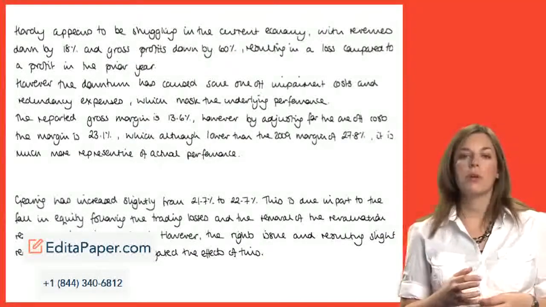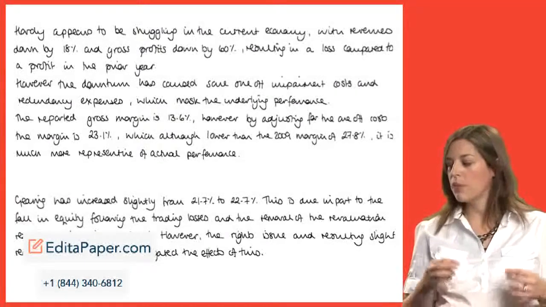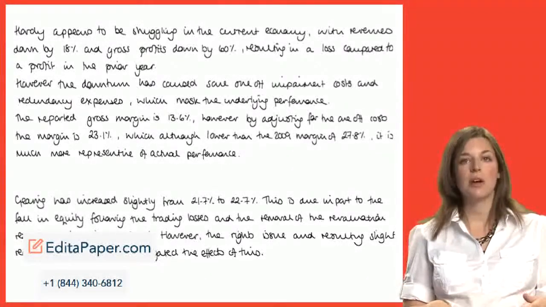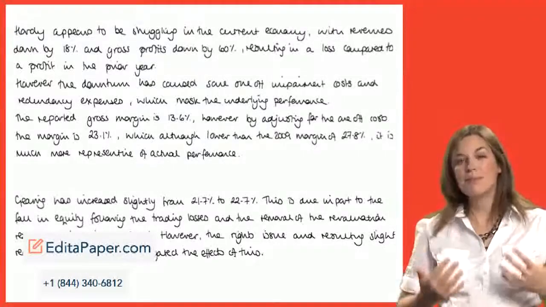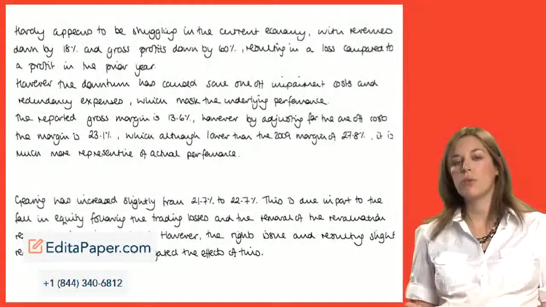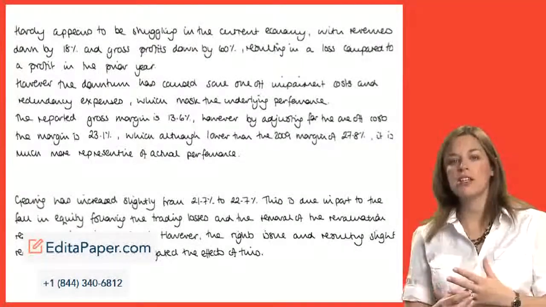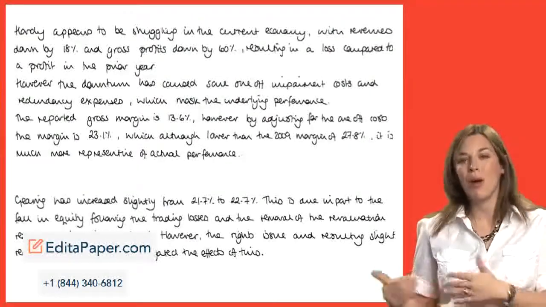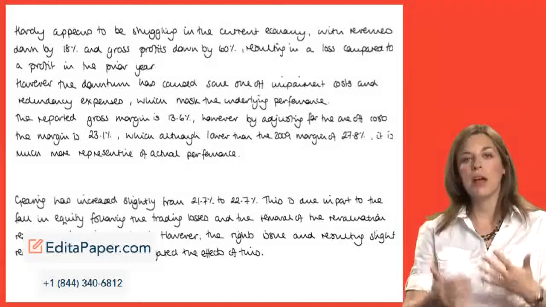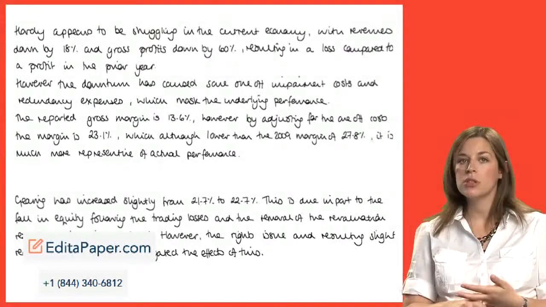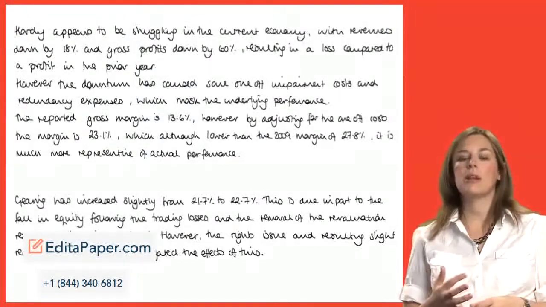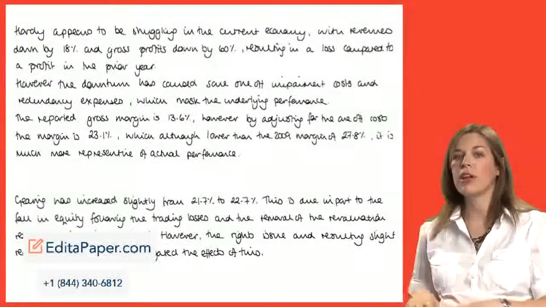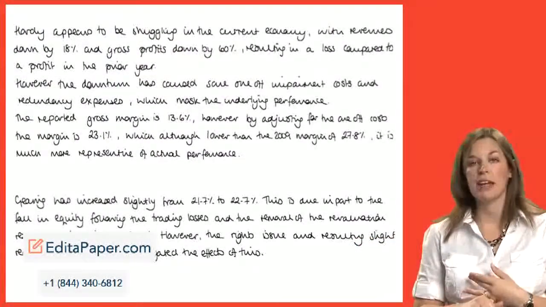However, adjusting for the one-off costs is 23.1, which, although lower than last year's margin of 27.7, is much more representative of actual performance. So I've given you the ratio, I've used what I've calculated and then explained why. Why is it different? It's different because of these one-off costs. Okay, and you could go on and have a little bit more explanation of that, but I'm going to move on and have a look at the next ratio, which was gearing.